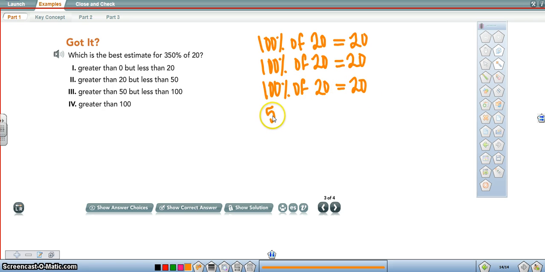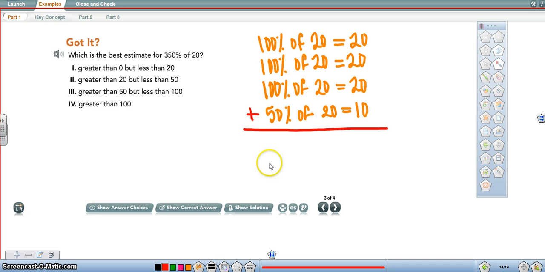What is 50% of 20? That would just be half of it, 10. So if we add all this up, 350% of 20 would be exactly 70. So our choice should be Choice 3, greater than 50 but less than 100.